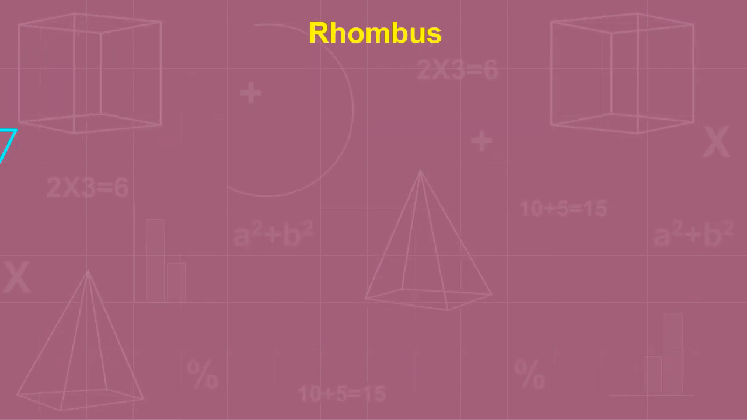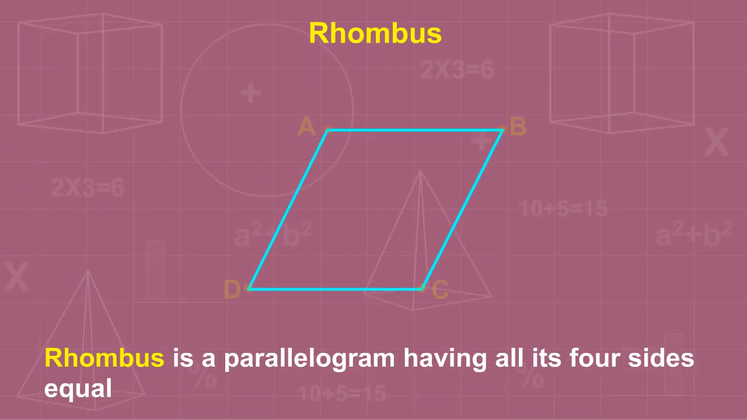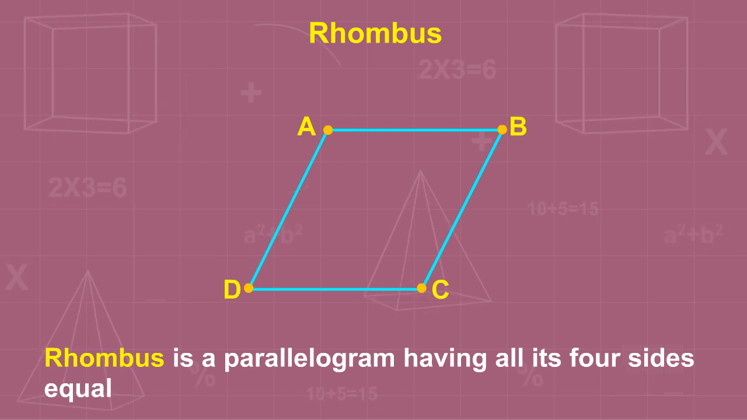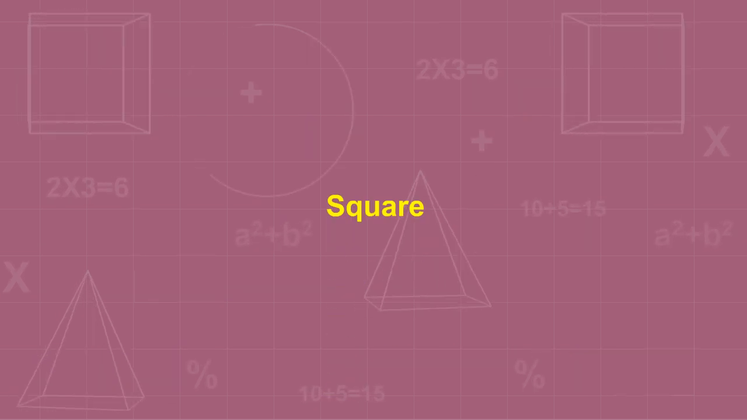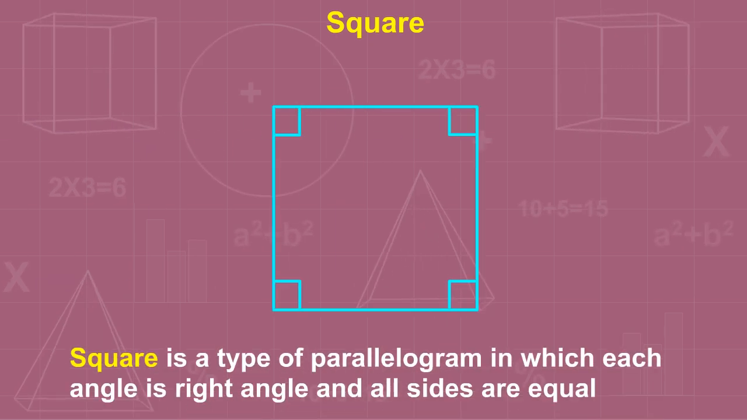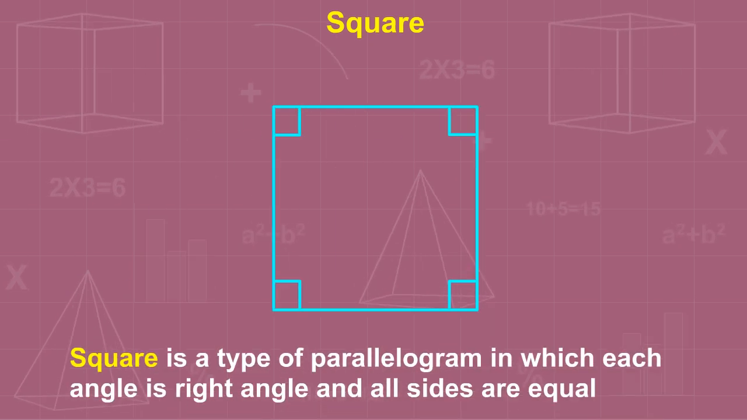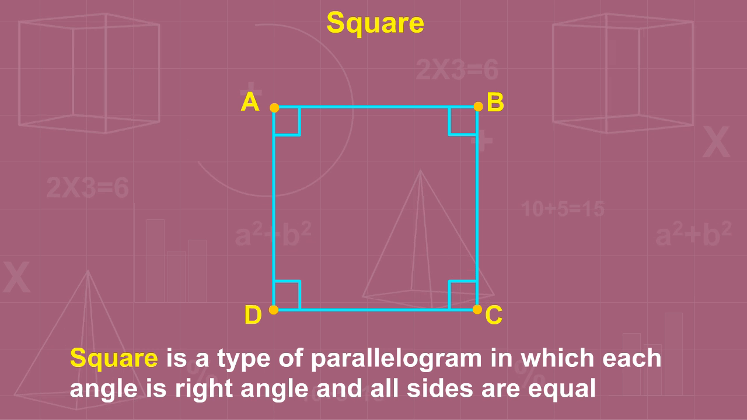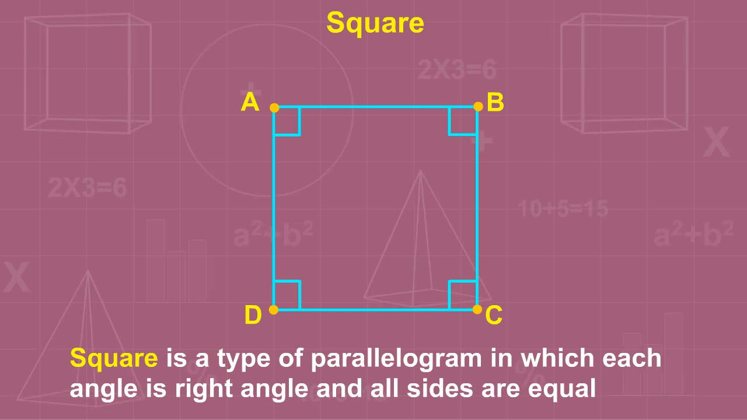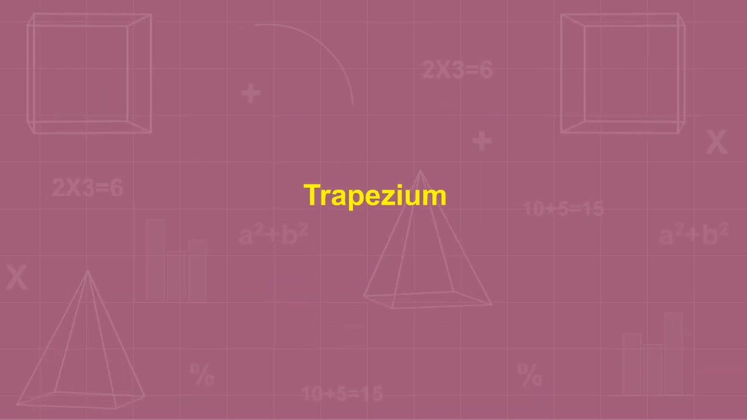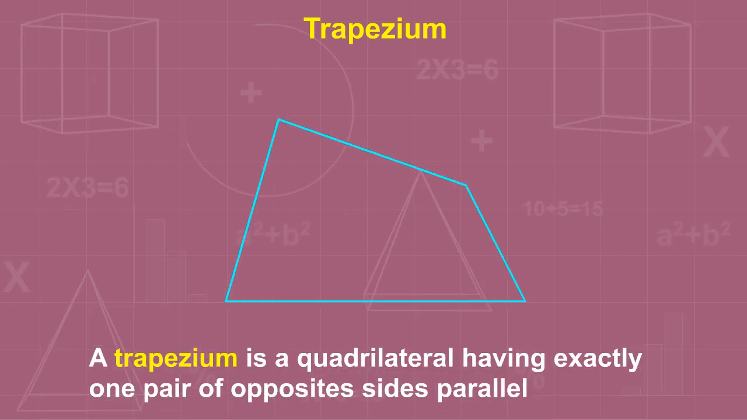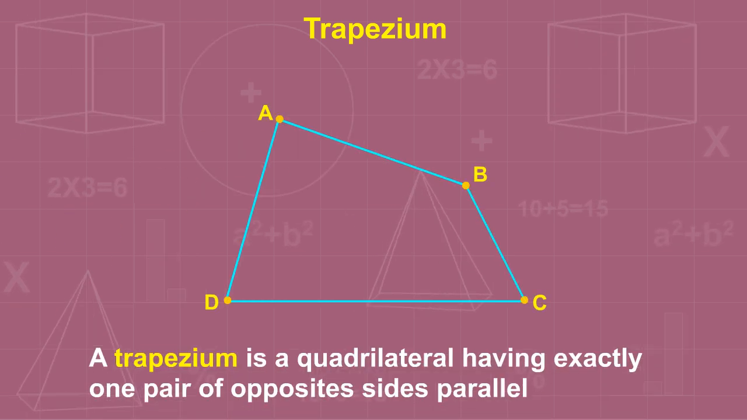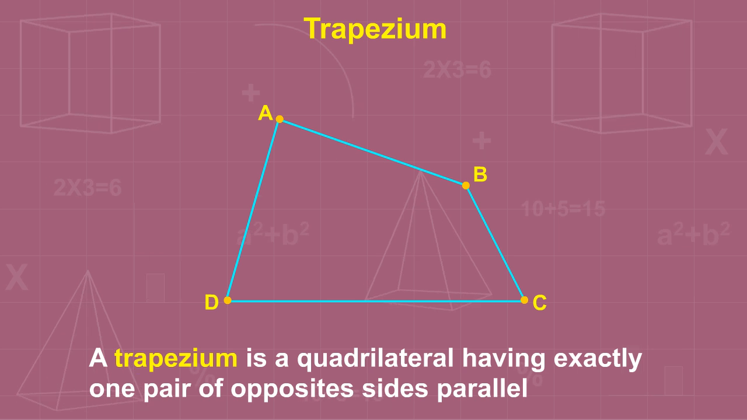Rhombus. A rhombus is a parallelogram having all its four sides equal. Square. A square is a type of parallelogram in which each angle is a right angle and all sides are equal. Trapezium. A trapezium is a quadrilateral having exactly one pair of opposite sides parallel.